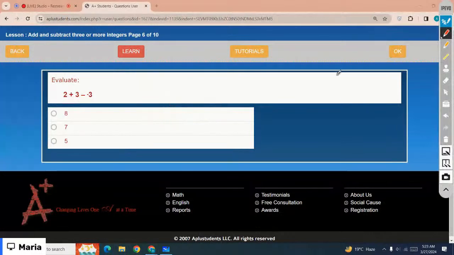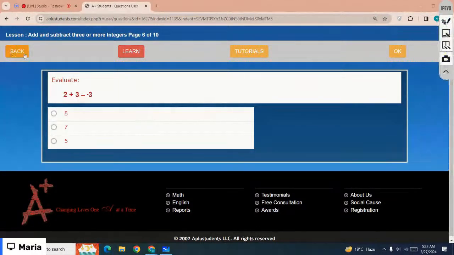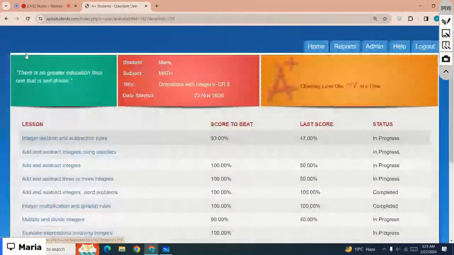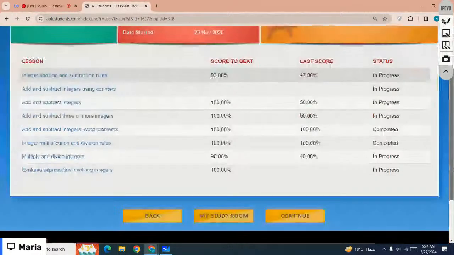Okay, you can complete the lesson by yourself later today. Let me just move on to the next lesson. The next one is add and subtract integers word problems. You can do the word problems on your own. Let's just start with the integer multiplication and division rules.